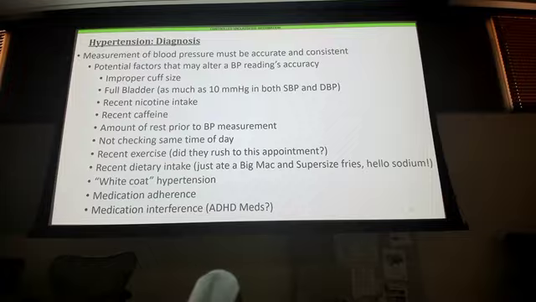Something as simple as a full bladder can actually cause an elevation in their blood pressure, upwards of 10 millimeters of mercury in both your systolic and your diastolic. So imagine just letting them go pee first, and then taking their blood pressure could lower it upwards of 10 millimeters of mercury. So this patient who's like 140 over 90 actually could be 130 over 80 simply by letting them go urinate.